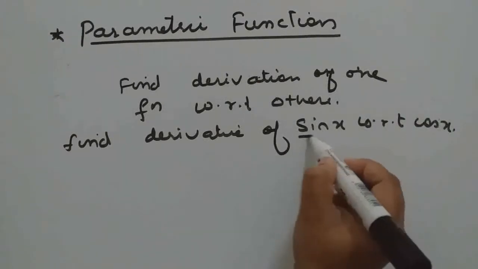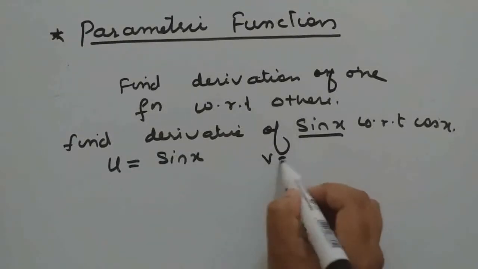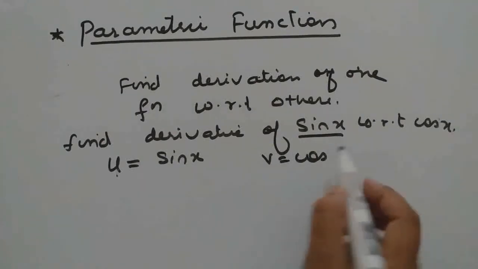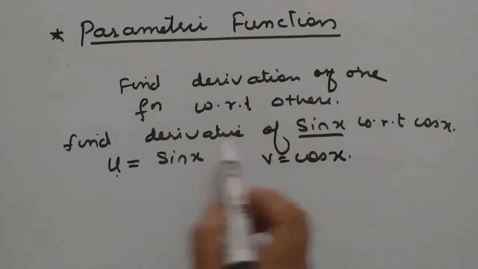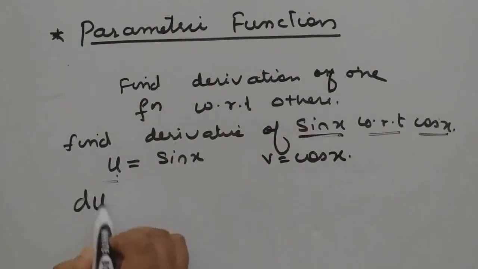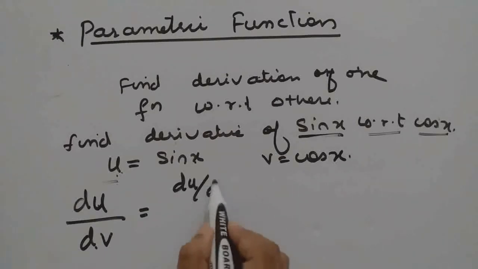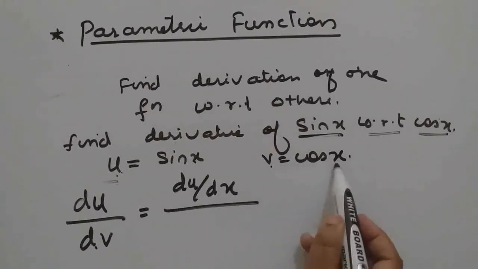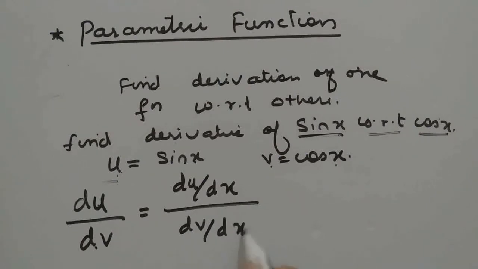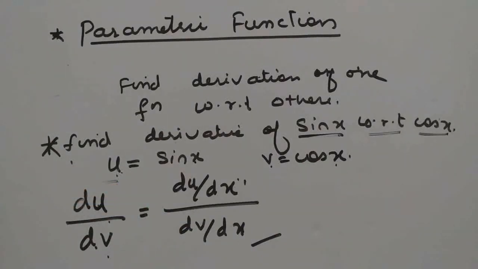So here also we will suppose the first function as u and the second function as v. What we should find, the derivative of sine x with respect to cos x, means the derivative of u with respect to v. That means du by dv we should find. So u is dependent on x, so we will find du by dx, and v is also dependent on x, so we will find dv by dx, and we will divide both of them to get du by dv. So this is the application of parametric functions.